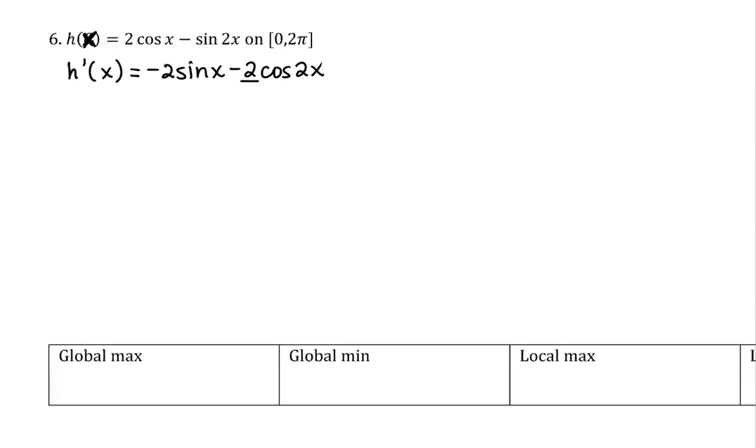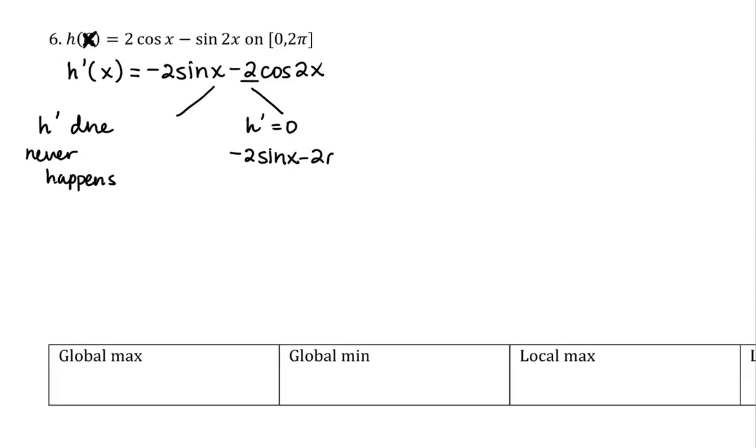So now that we have this derivative, we are now ready to go look for critical values. We're looking for places either where the derivative does not exist or where the derivative is equal to 0. Sine and cosine functions exist everywhere, so we don't have any places where the derivative does not exist. But we do need to come in and take this derivative and set it equal to 0 to solve this trig equation.